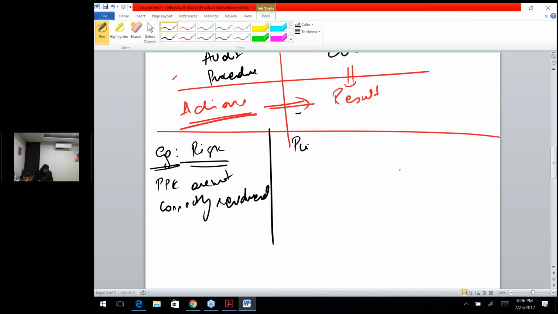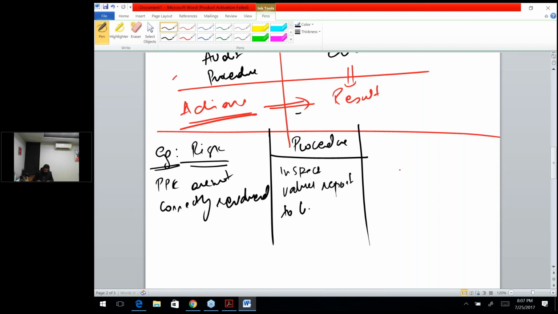What am I going to do? I'm going to perform the audit procedure. My audit procedure is going to be, I will inspect the valuer report to confirm fair value of $35 million. Now see, you faced a risk, you perform a procedure for that. Now what next? What is the evidence?